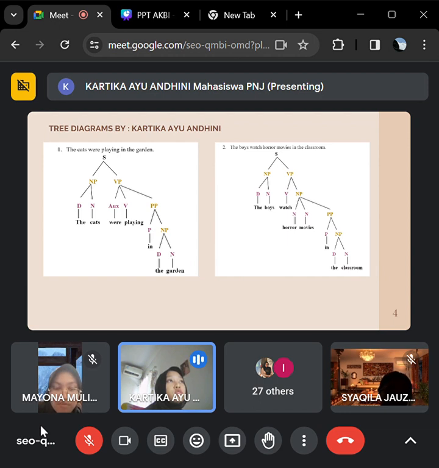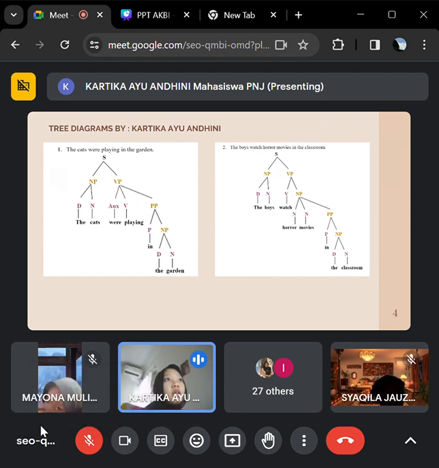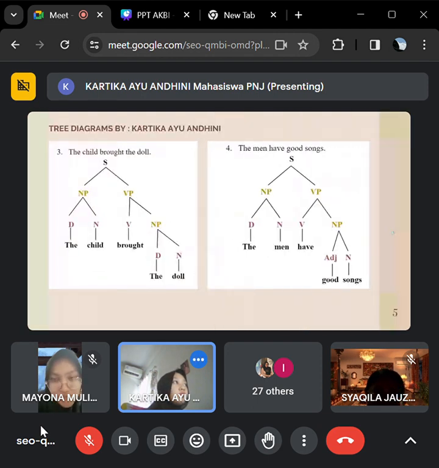And number two, the boys watch horror movies in the classroom. The noun phrase is determiner and noun. The is a determiner and boys is a noun. And then in the verb phrase, watch is a verb. And in the noun phrase, horror movies is a noun. And then in the prepositional phrase, in is a preposition, and in the noun phrase, there are the and classroom. The is determiner, and classroom is noun.